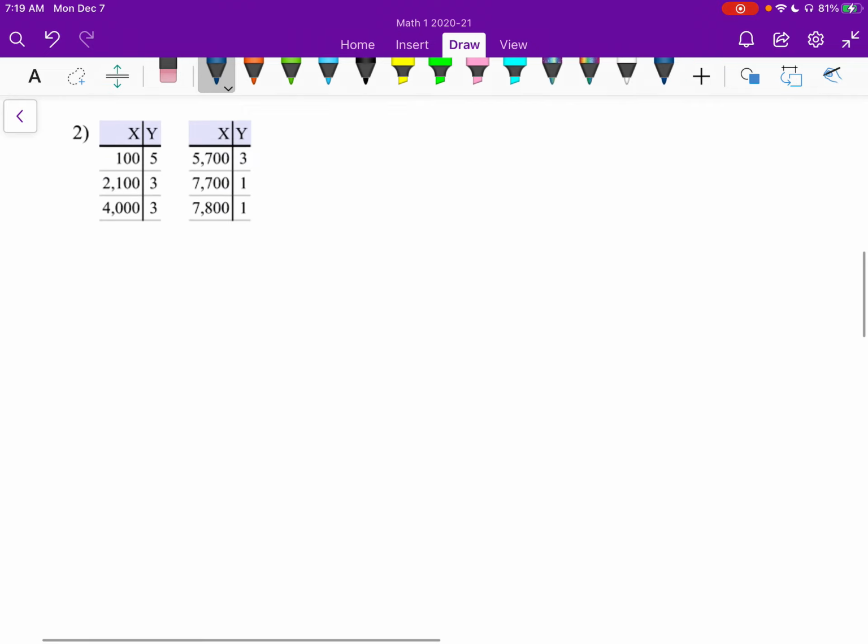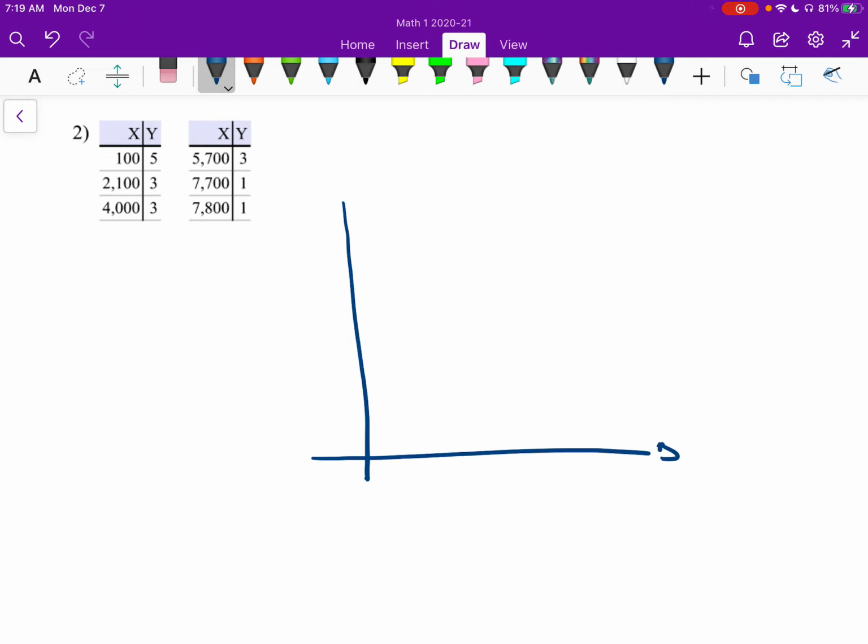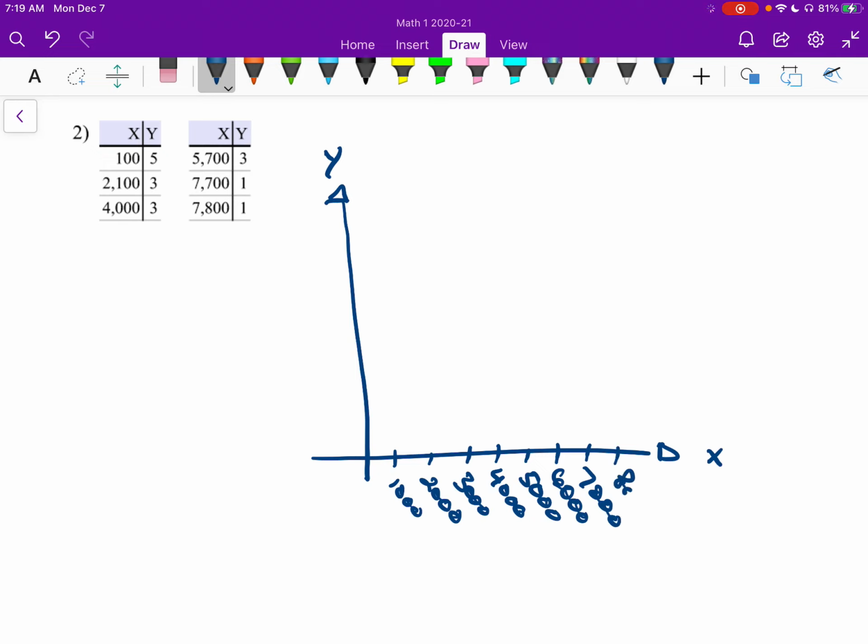Number 2, again, we get to do this. I'll go ahead and draw my lines here. Here's my x, here's my y. Looking at my x's, I need to go between 100 and 7,800. So I'm going to count by thousands. So we'll do 1,000, 2,000, 4,000. All right, there we are.